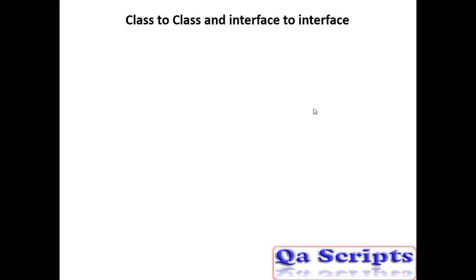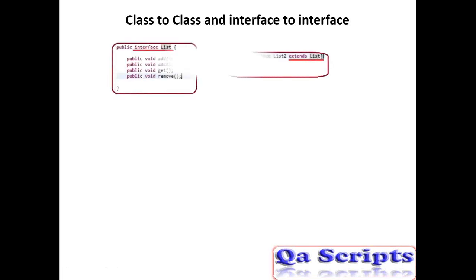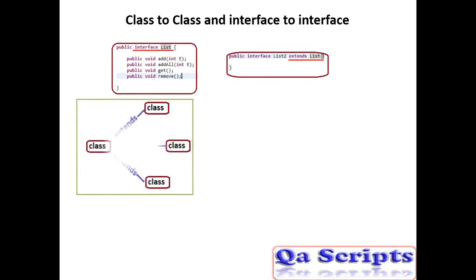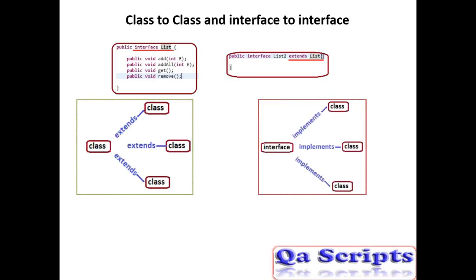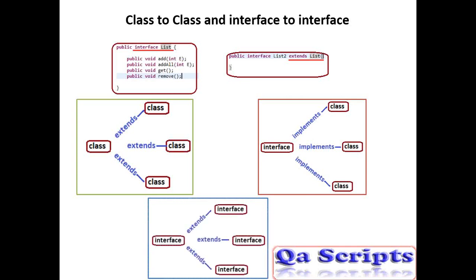Present. So here it shows that interface List can be extended to interface List2. Here it says that a class can extend another class, an interface can be implemented by a class, whereas an interface can extend another interface. So this is very important. Class can extend another class. Interface to class, we have to use the implements keyword, whereas interface to interface we use the extends keyword, as in the case of class to class.